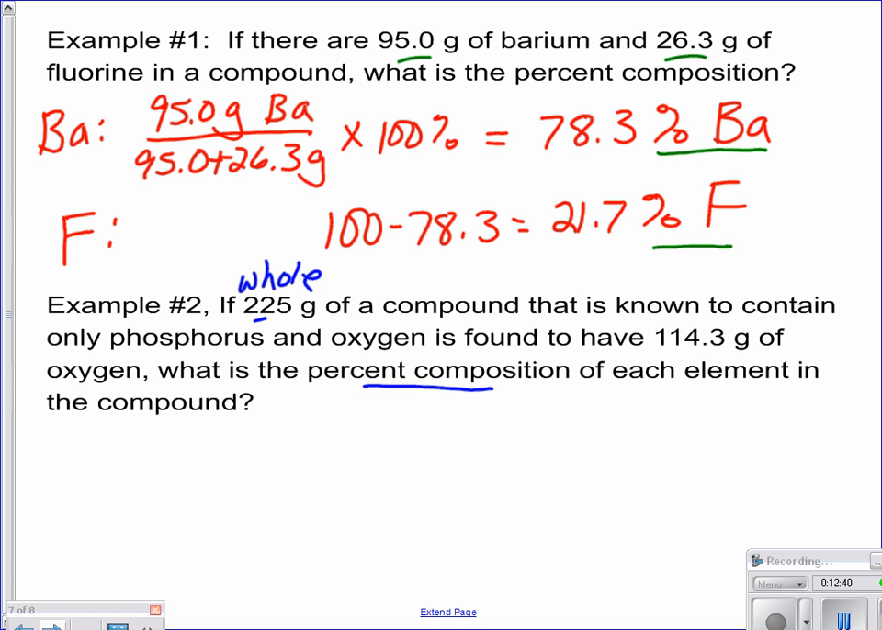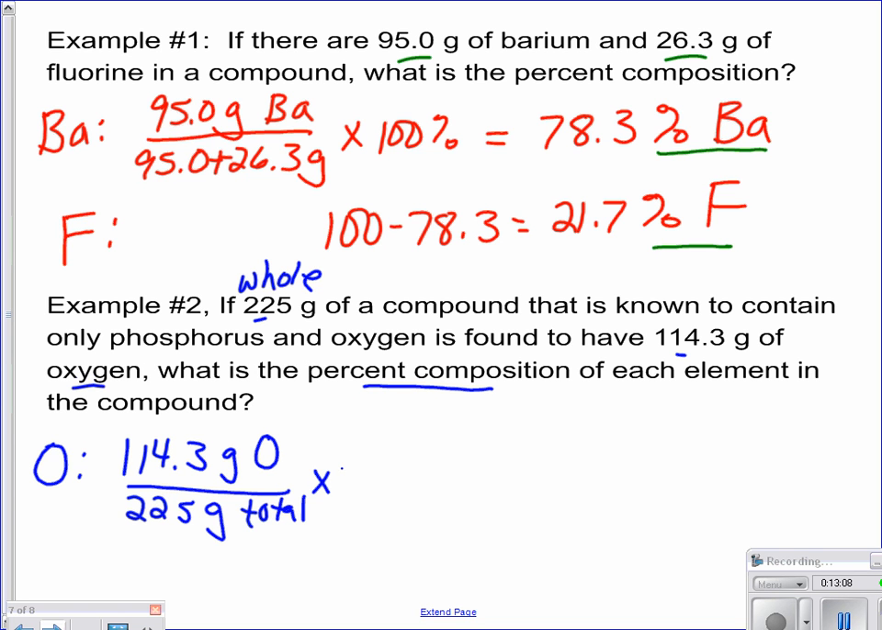So I'm going to start with my phosphorus. And my part is going to be, actually, I'm not going to start with my phosphorus. I read through here and it says we have 114.3 grams of oxygen. So I'm going to start with my oxygen. 114.3 grams of oxygen, there's the part, divided by the whole entire thing, which is that 225 grams of your total.